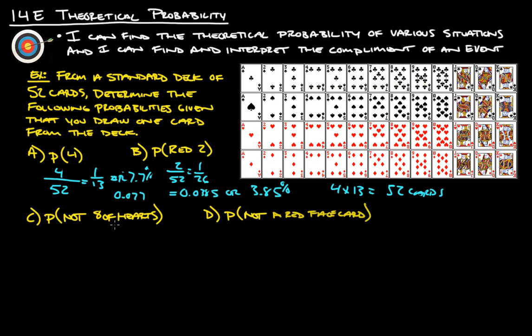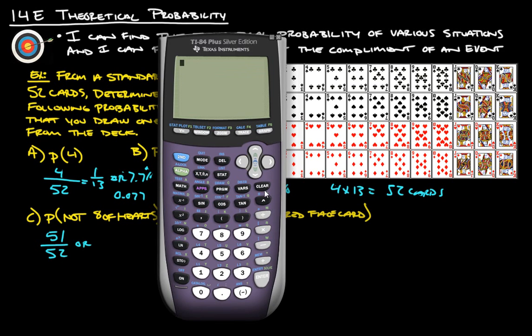Now, probability of not the 8 of hearts. There are a couple of ways you can do this. You could go through and count all of the cards that are not the 8 of hearts. Or really, you figure out that the 8 of hearts is 1 of the 52. So we want the complement of that, which would mean the other 51 out of 52 cards. That's how we use the complement to figure out some of these probabilities.